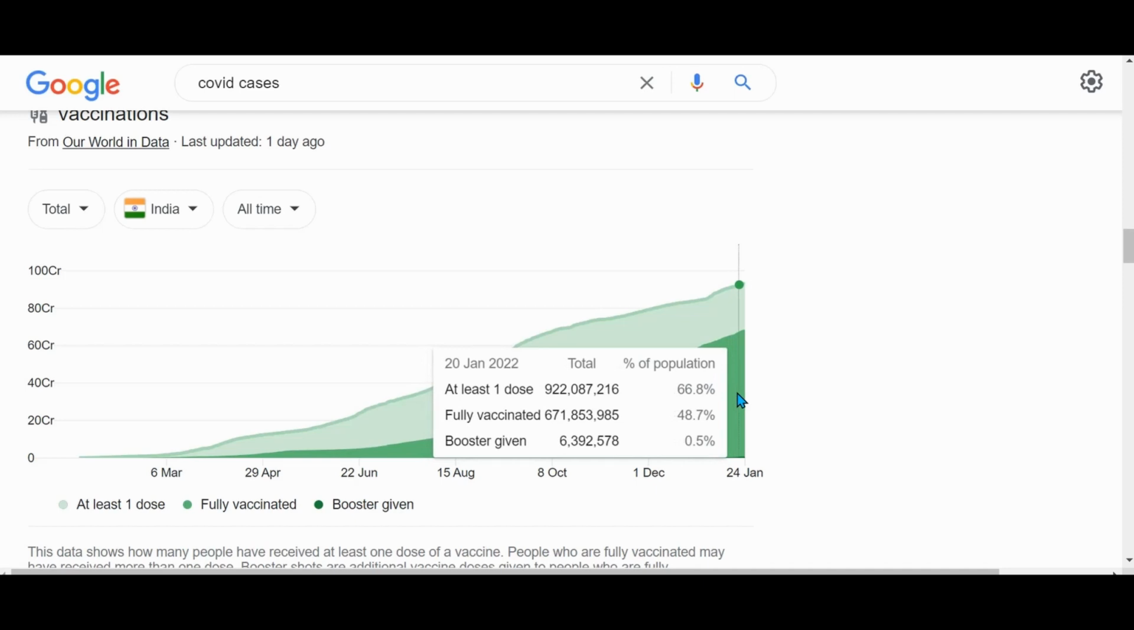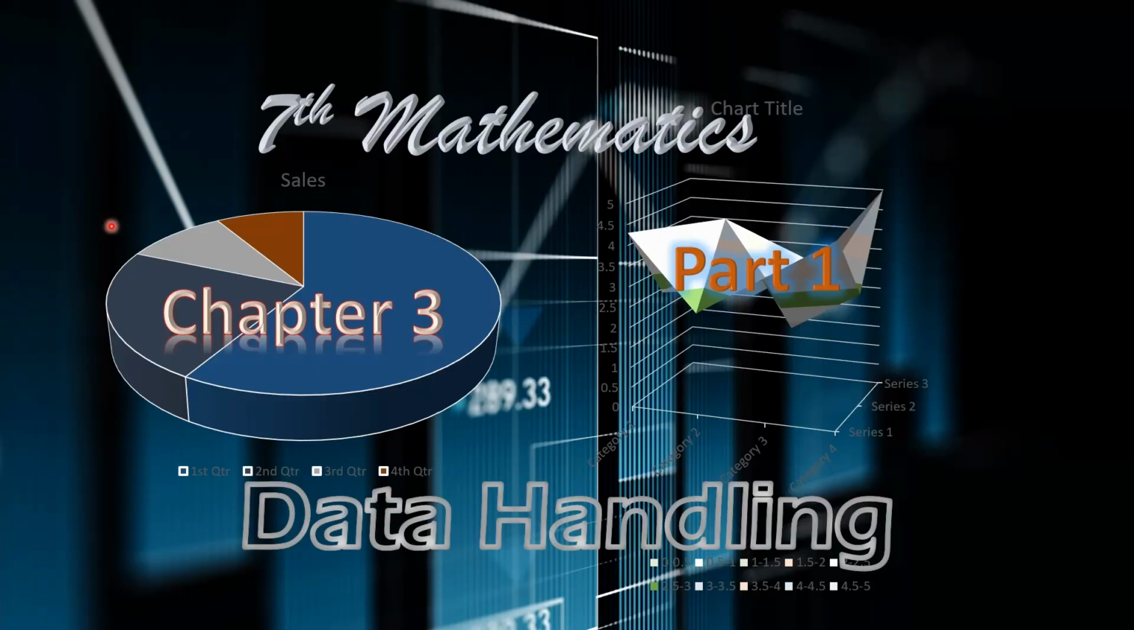So my question is, how is it possible to conclude all the information from the 28 states and 7 union territories of India and display it in a small graph? And from this graph, it is easy to analyze how much percentage of people have had the first dose or are fully vaccinated. All this is possible because of handling the data in a scientific way. This is what we are going to discuss in chapter number 3, data handling.